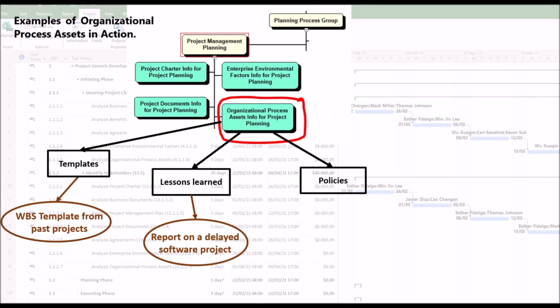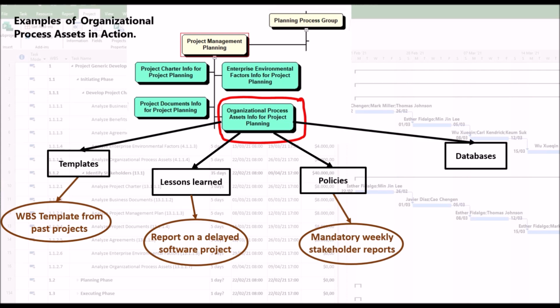Policies: mandatory weekly stakeholder reports require a structured communication plan. Databases: historical cost data for similar projects improves budget accuracy.